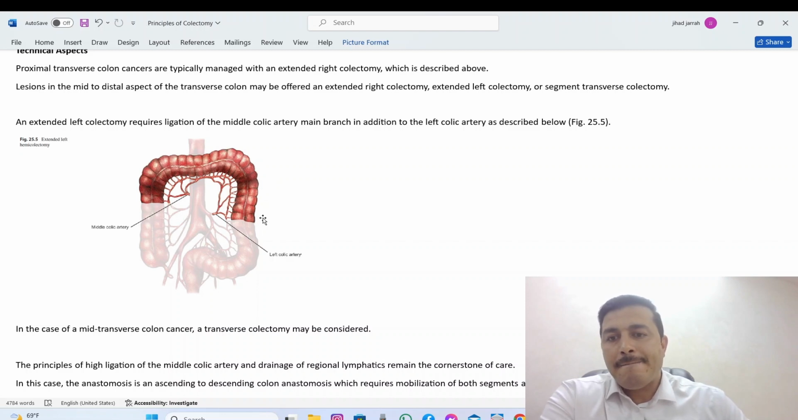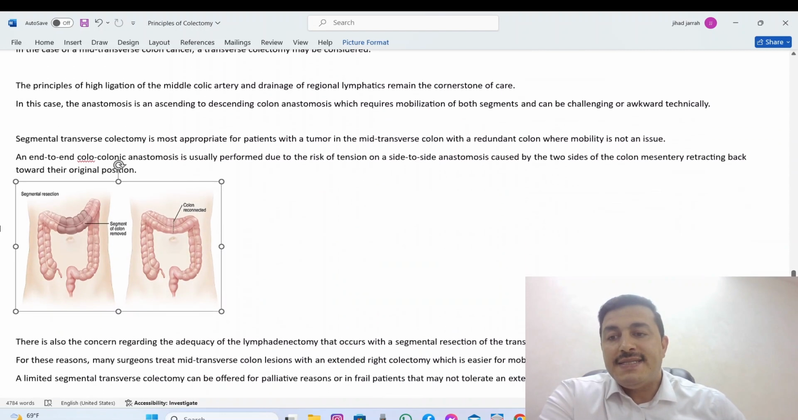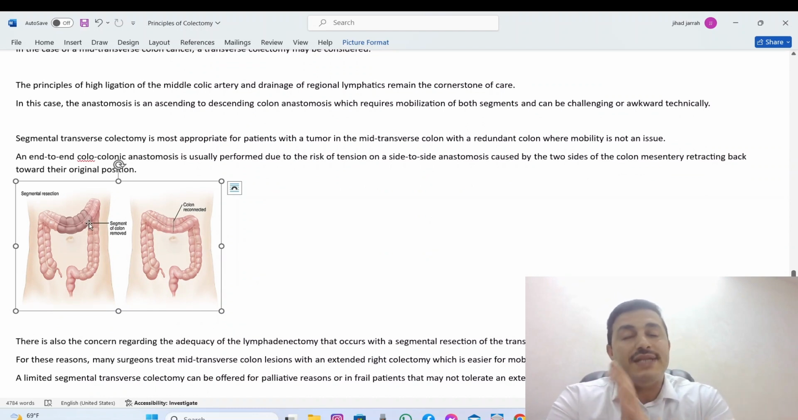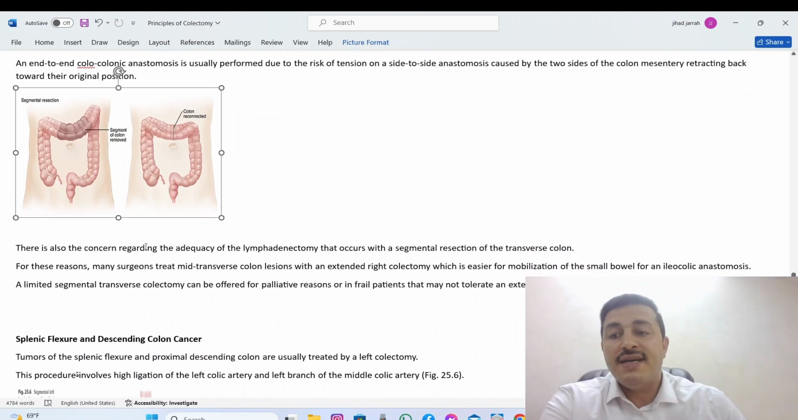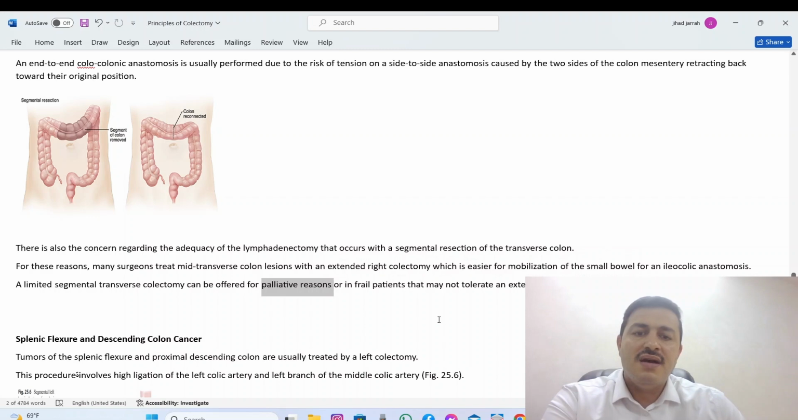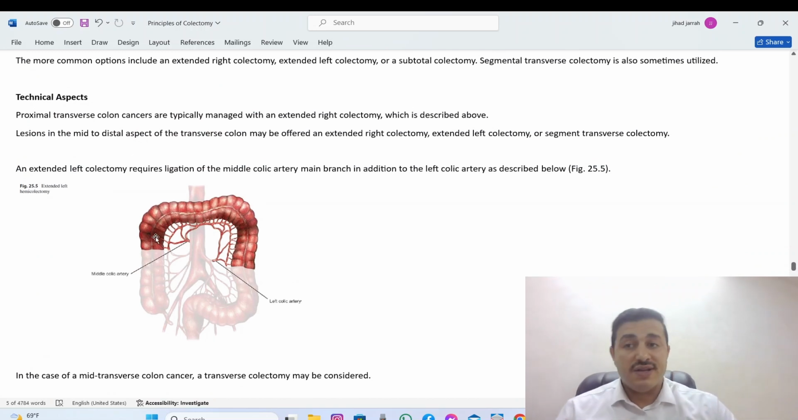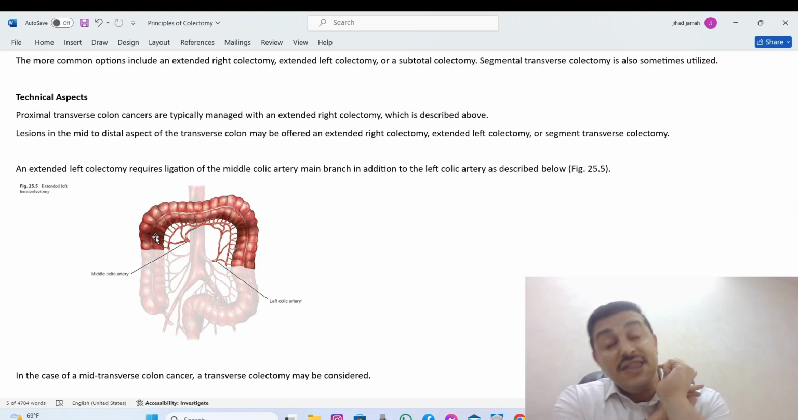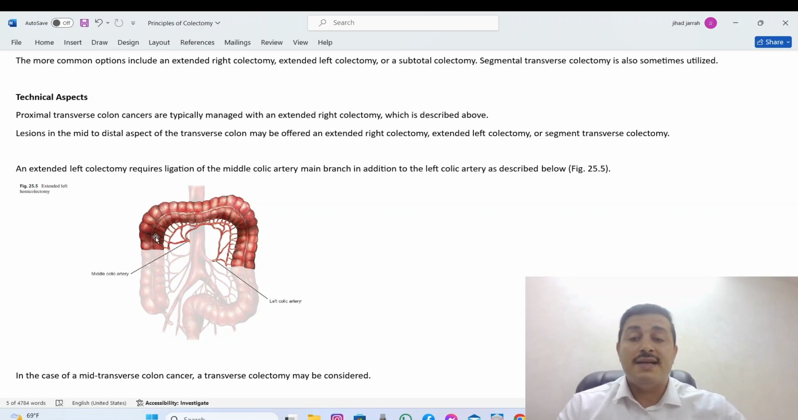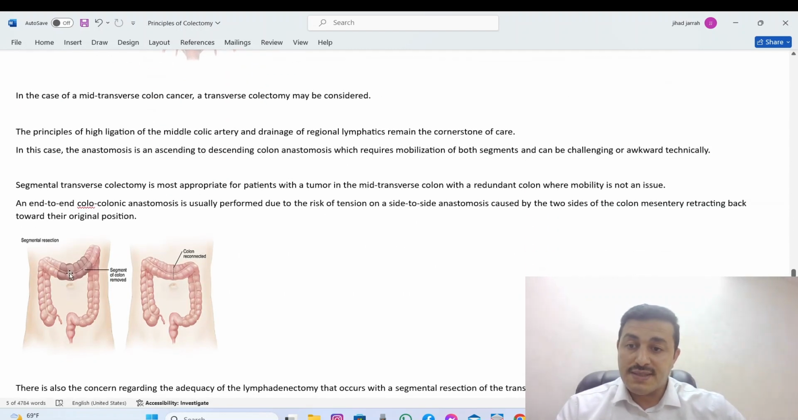Also, if we talk about segmental resection, many surgeons do not prefer this procedure because the adequacy of lymph node harvesting is questionable, and they only prefer it in palliative cases, in those patients who don't tolerate extended resection. So, in summary, for a transverse colon tumor: if it is in the proximal transverse, extended right; in the mid or distal transverse, I have either extended right or extended left, and, with lesser preference, the segmental transverse resection. As you see here, segmental resection.